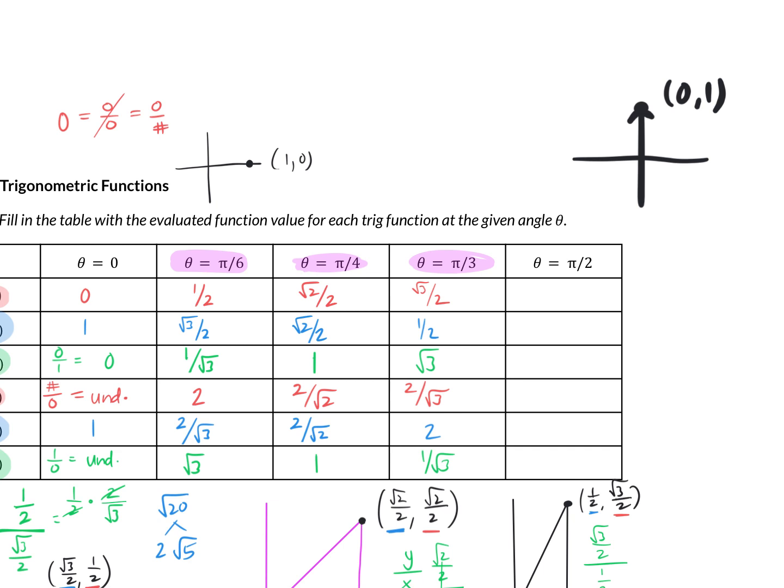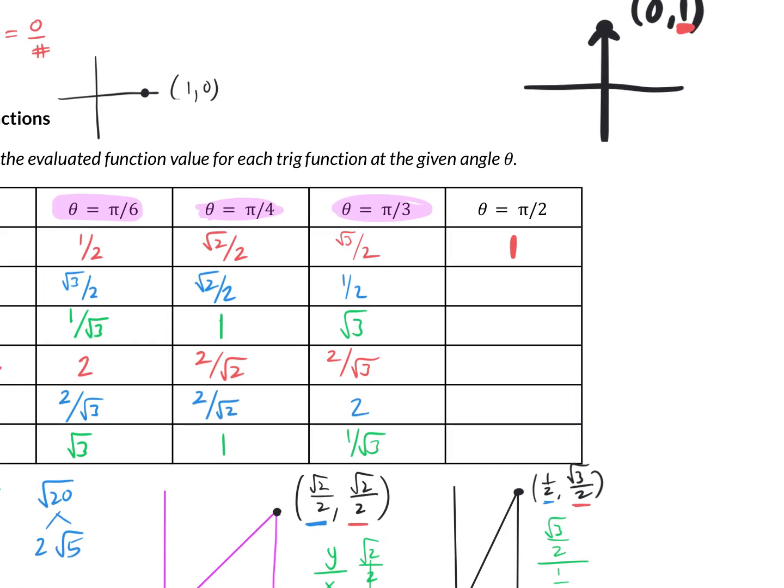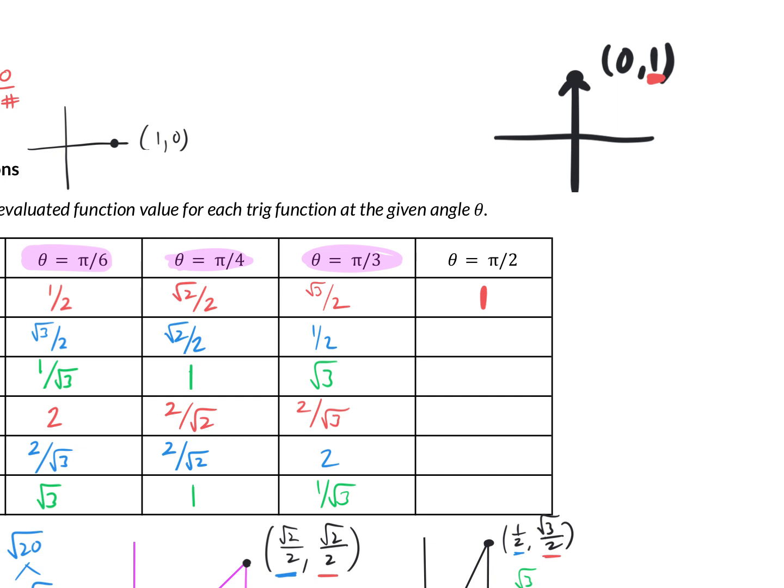Okay, my sine value, my y value here, what's my y value? 1. Okay. What is my cosine value? 0. Which means my tangent value of y over x is technically 1 over 0. So what does that give me? Undefined.